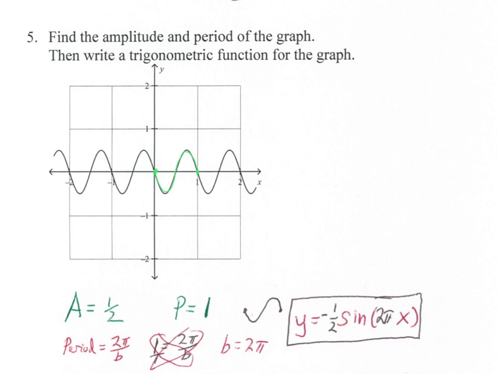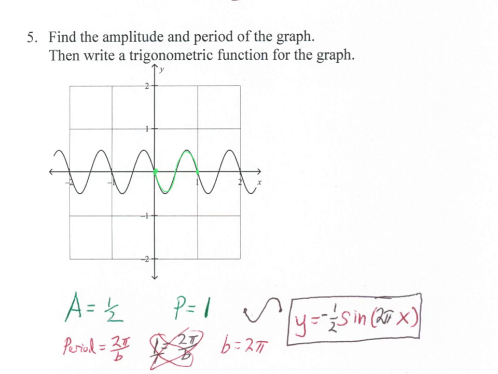The last thing we need to know is how to convert the period to a b value. Again, the period is 1. So the period equals 2 pi over b, so that's 1 over 1, cross multiply, solve. When I do that, I get b equals 2 pi. So b is always what's in front of the x, so that's 2 pi x.